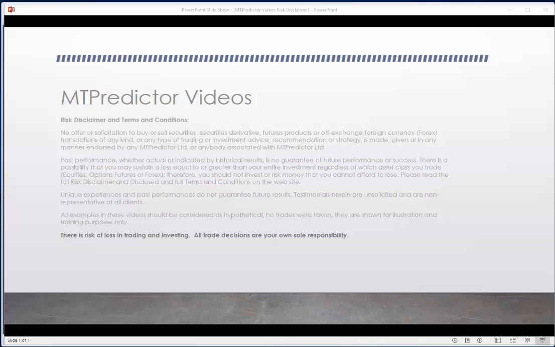But first, let's start with a risk disclaimer, as usual. I remind you that all examples in these videos should be considered as hypothetical. No trades were actually taken. They are shown for illustration and trading purposes only. Also remind you that there's a risk of loss in trading and investing. All professional traders know and understand that losses can and will and do happen. We'll be looking at some losing trades in today's webinar's video as well. Also remind you that all trade decisions are your own sole responsibility.